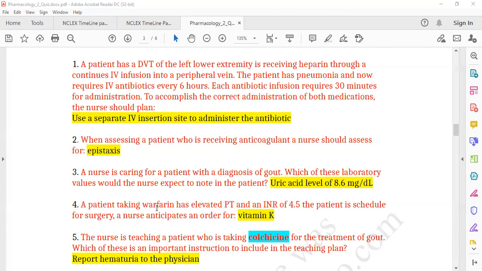Question 4, a patient taking the anticoagulant warfarin has an elevated prothrombin time and an INR of 4.5, international normalized ratio 4.5. The patient is scheduled for surgery. So the nurse anticipates an order for vitamin K. When a patient needs to go for any major surgical operation, we should hold this medication at least 7 days.